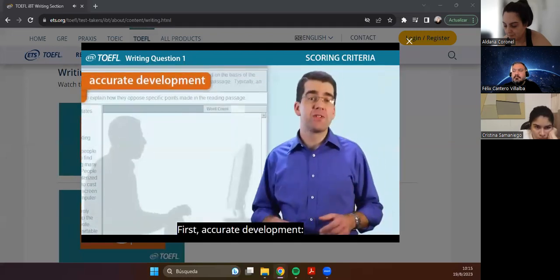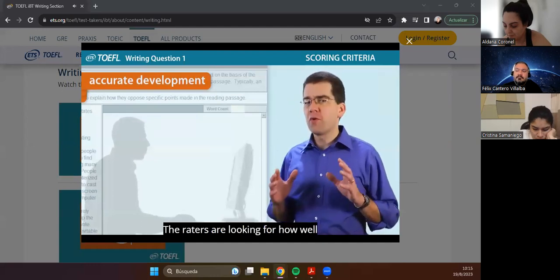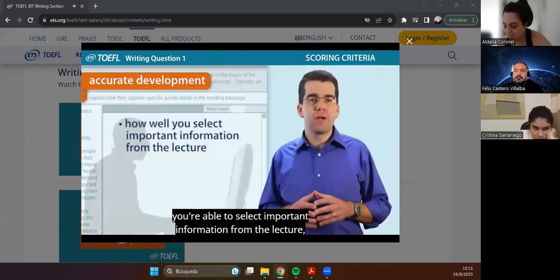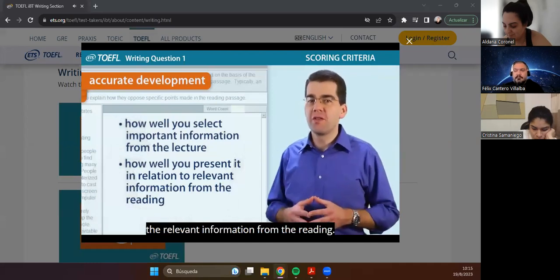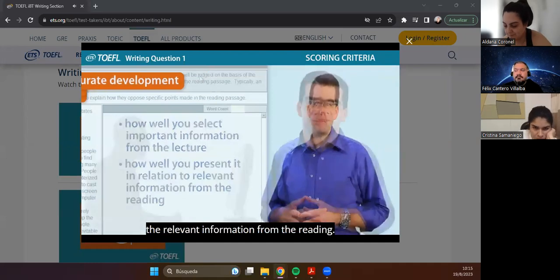First, accurate development. The raters are looking for how well you're able to select important information from the lecture, then clearly present it in relation to the relevant information from the reading.